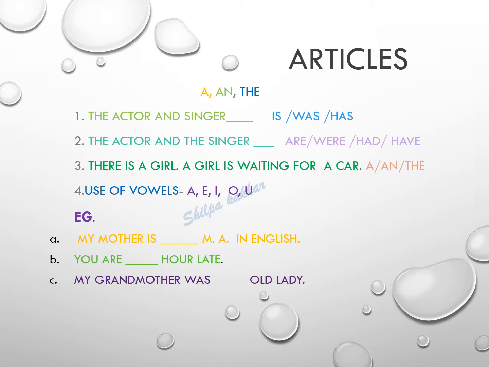At the time of using articles, you know, consonants and vowels. Vowels are A, E, I, O, U. Now, try to do these examples by yourself. Here, read it and by yourself try to answer it. I'm giving you a moment to read these three sentences and fill in the blanks.